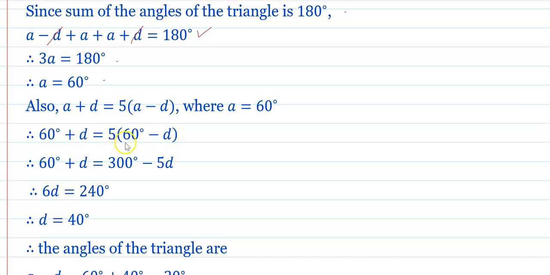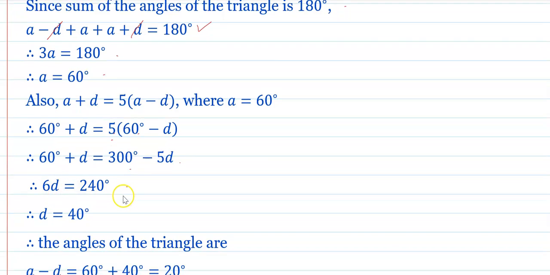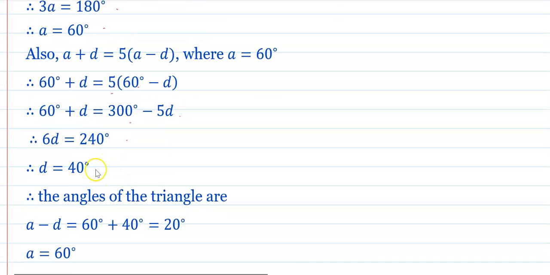Next, simplification. 5 into 60 is 300. 5 into d, minus 5d. Then we bring that minus 5d to the other side. That will become 6d is equal to 240. Therefore d is equal to 240 upon 6. You will get d is equal to 40.